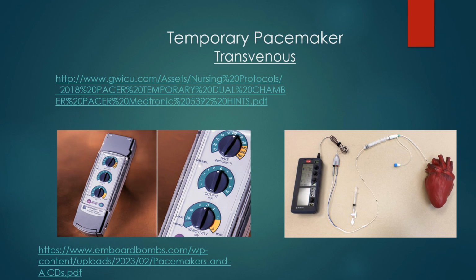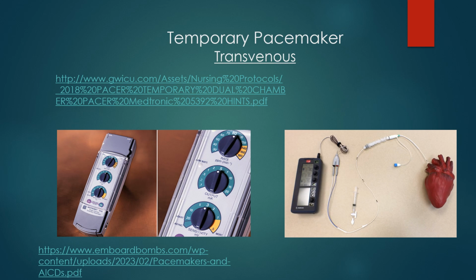Typically they would go up through the subclavian in the neck, thread that down into the heart, and put that lead in there. Then it's going to come out and connect through our wires right to our pacemaker box, and then we're going to pace them from this. Okay.